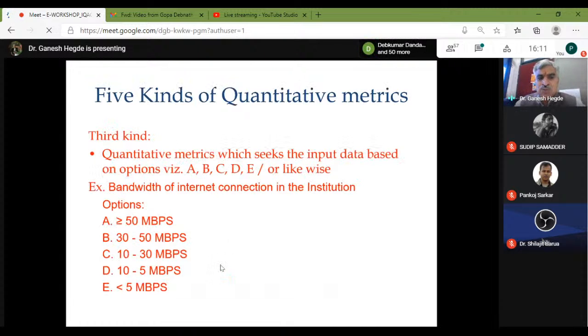The third kind of quantitative metric is the one which seeks input data. That means, suppose it is the bandwidth of the internet connections in the institution. Suppose you say it is more than 50 Mbps. Just clicking option A does not mean that you will get the highest score. You have to give documentary evidence along with that. Whichever company provides the 50 Mbps, it may be BSNL or another private agency, you have to produce the bills of the last 2 or 3 months as documentary evidence, so that you will be using this internet service for the use of the students.